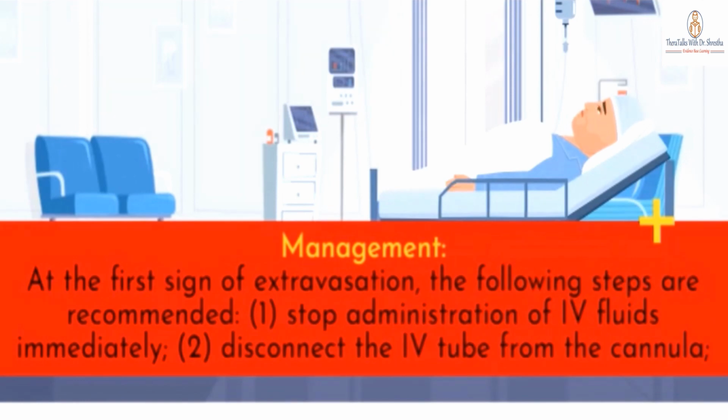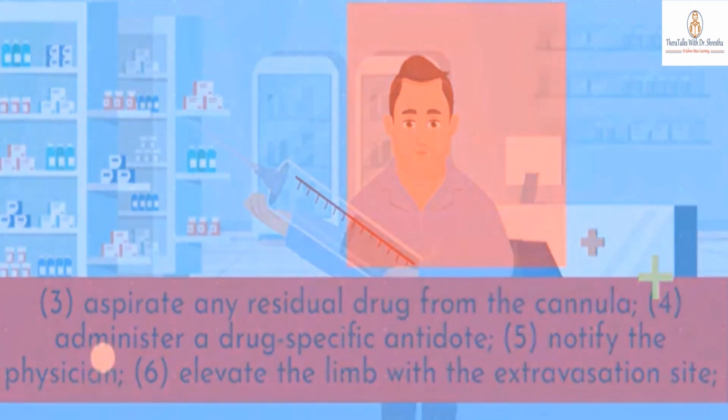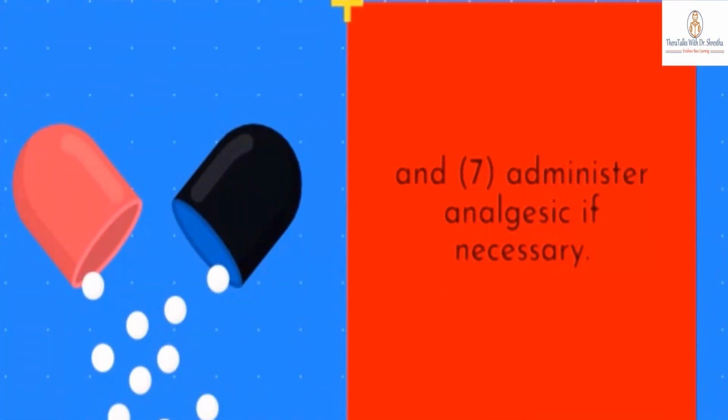1. Stop administration of IV fluids immediately. 2. Disconnect the IV tube from the cannula. 3. Aspirate any residual drug from the cannula. 4. Administer a drug-specific antidote. 5. Notify the physician. 6. Elevate the limb with the extravasation site. And 7. Administer analgesic if necessary.